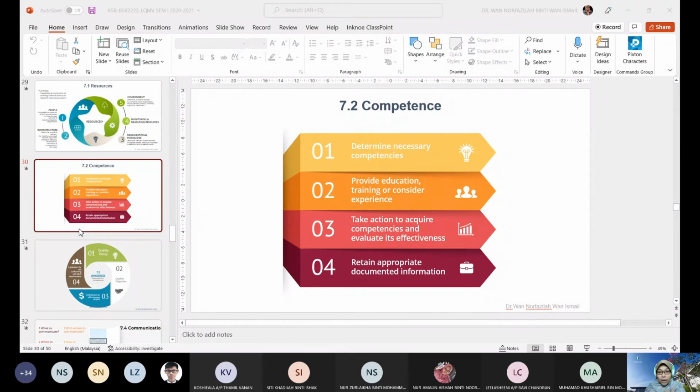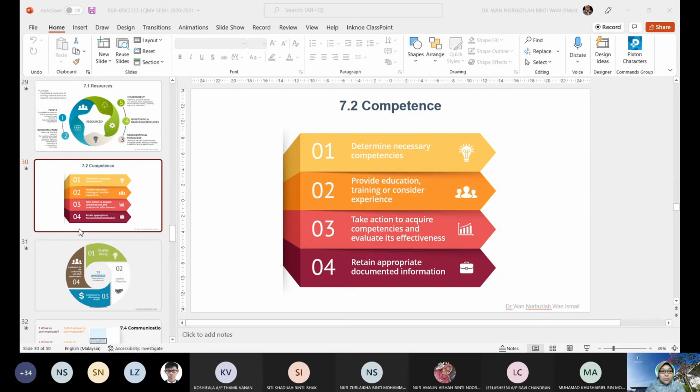Okay, kalau dalam soalan, biasanya saya akan bagi soalan very specific. Give me objective evidence in order to determine the necessary competencies of fresh graduates. So memang spesifik. Determine necessary competencies. Kalau you bagi saya jawapan training certificate, salah. Training certificate is for number 2. Provide education, training. Competency certificate for experienced person. So you need to read the question carefully.